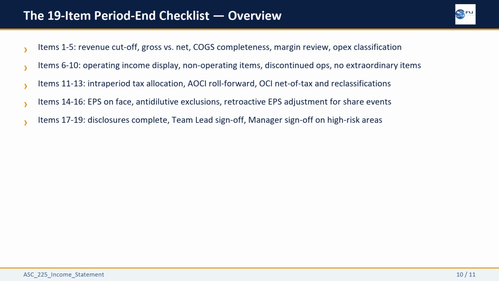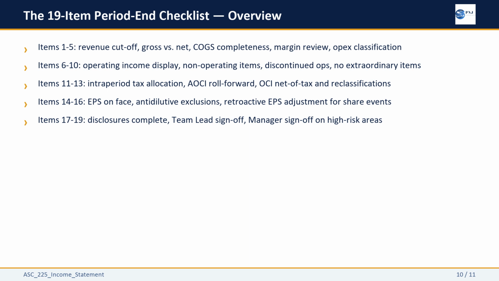The 19-item period-end checklist is the operational summary of everything covered in this course. Items 1 through 5 address revenue, cutoff testing, gross versus net analysis, COGS completeness including LCNRV write-downs, gross margin variance review at the 3 percentage point threshold, and operating expense classification consistency.